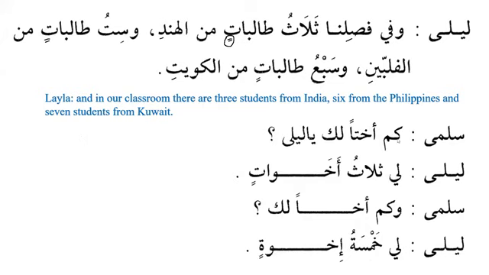Salma: Kam ukhtan laki ya Layla? How many sisters do you have, O Layla? We have learned that whenever we use kam, after kam the noun is mansub, singular, and nakira. We can see that over here, but in English the translation will be plural. How many sisters do you have, O Layla? Layla: Li thalathu akhawatin. I have 3 sisters.